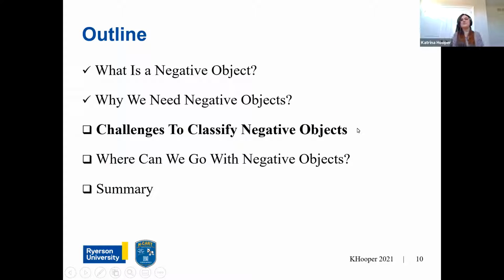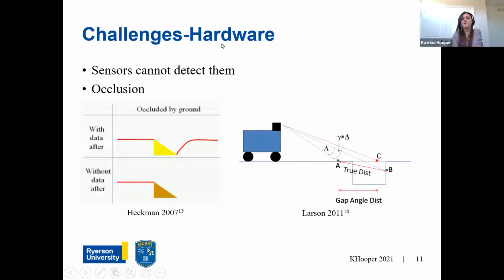So what are some challenges to classifying negative objects? Well, I briefly talked about one, and that's hardware. Because negative objects are just empty space, sensors can't detect them. As you can see here, what you would think to be the negative object would be this dotted line, but because it's just empty space, our laser would go right through it and hit the wall of the negative object.